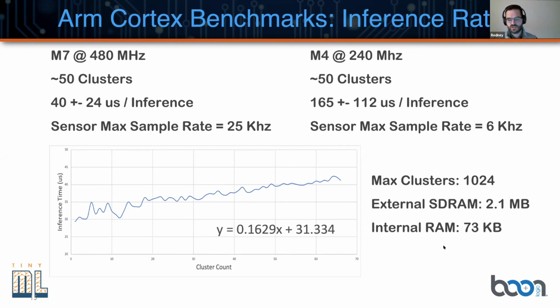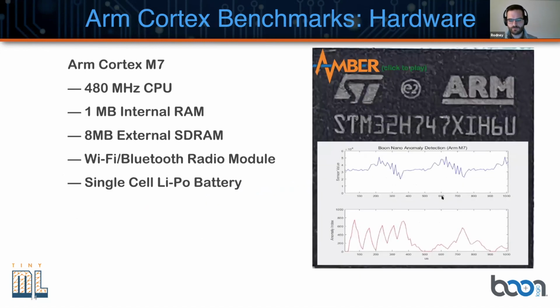So I should also mention that for our standard embedded AMBER device, we cap the max clusters at 1024. With that limit, we utilize around 2 megabytes of our external SD-RAM. And for our internal SD-RAM, we're using about 73 kilobytes, so pretty low there. Obviously, this number can increase. We can accept larger numbers of clusters, but we found that for most applications, 1,000 seems to be a sufficient limit for a lot of these single sensor and sensor fusion data streams.